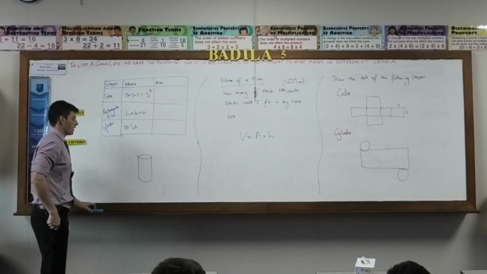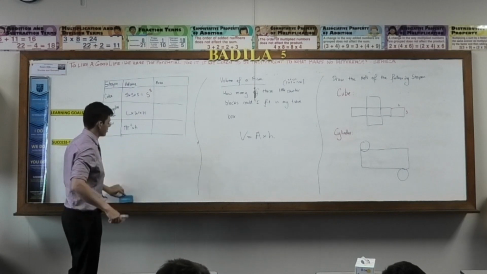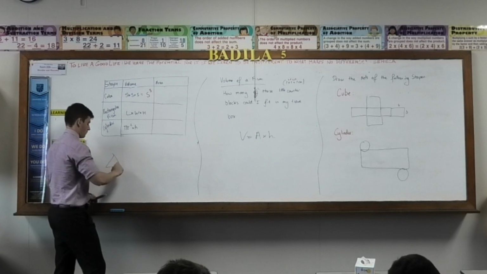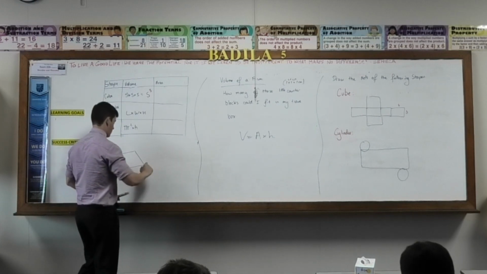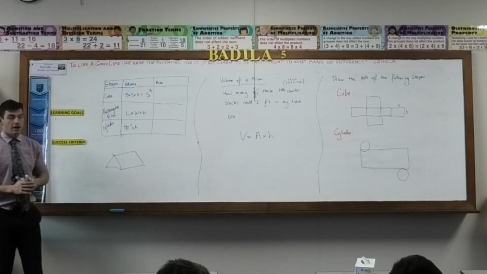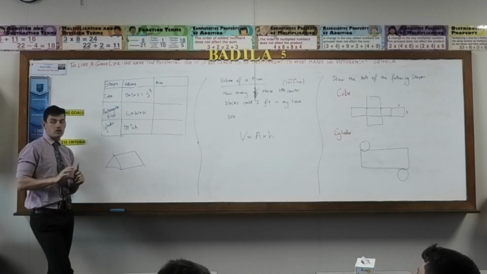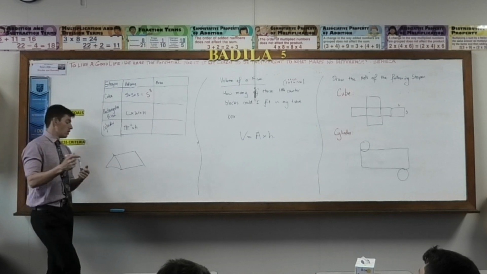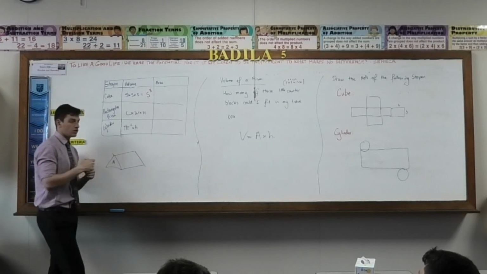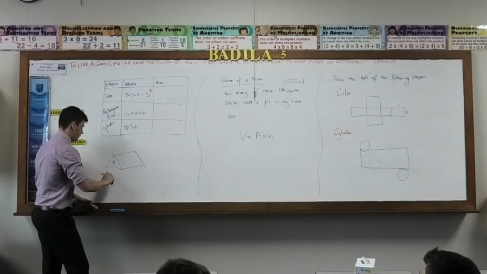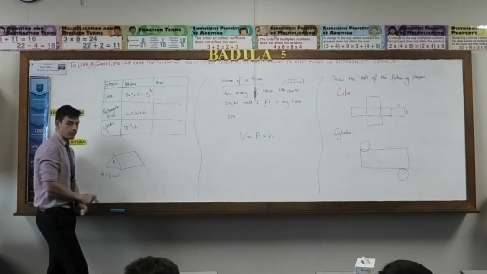If I hypothetically had a triangular prism, my Toblerone, what would be the equation for that? Is it base times height over 2? Very good. So let's just take a step back. I need to find the area of my triangle. What's the area of my triangle? Area equals half times base times height.